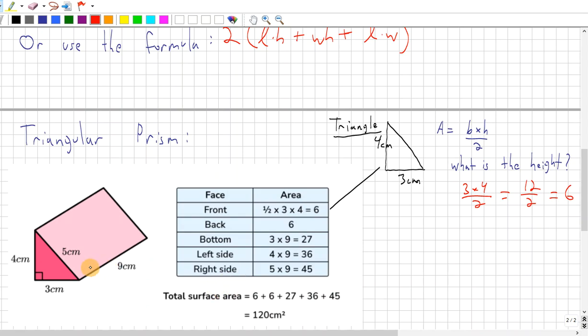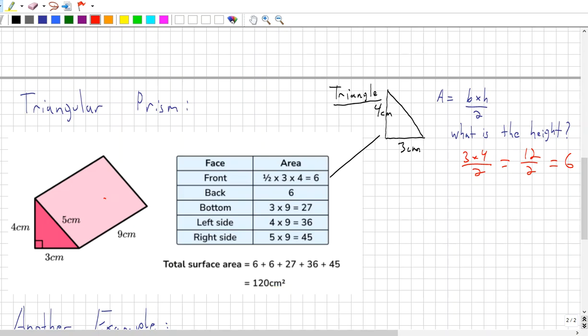Now, the right-hand side is the one that's, in this case, easier. It's shown to you right here. It's going to be a length of 5, or a width of 5 and a length of 9. So I add all those pieces together, and I end up with 120 centimeters squared. Okay, so we have the front, the back, the bottom, the left side, and the right side.